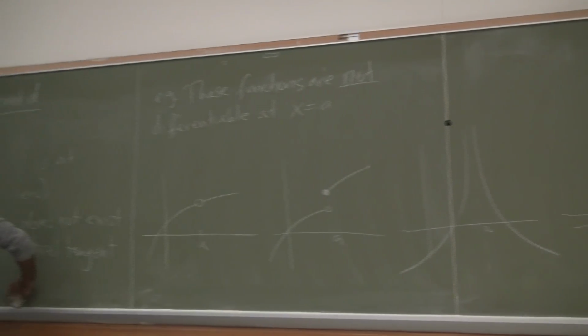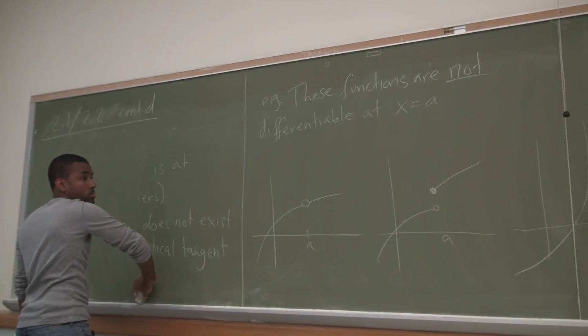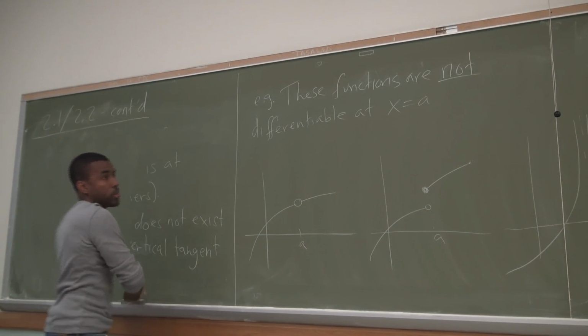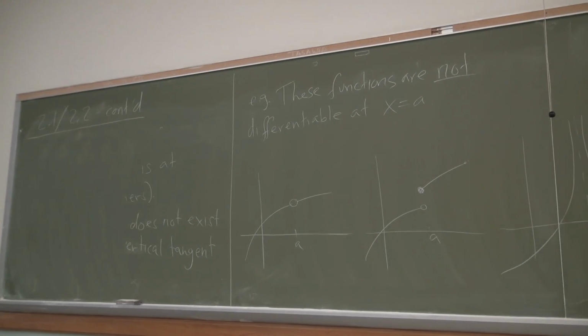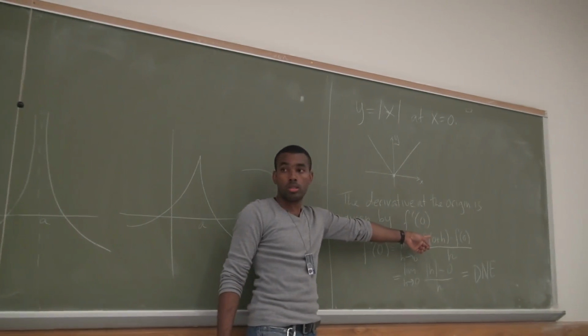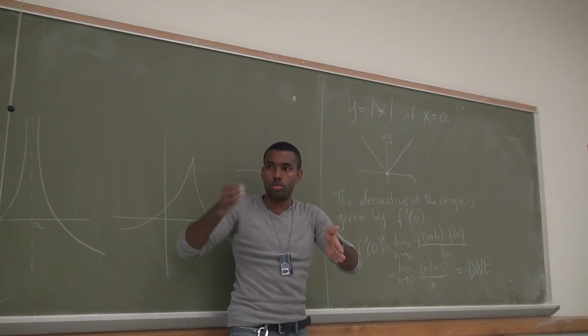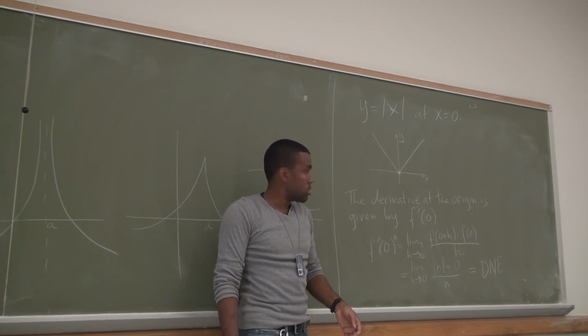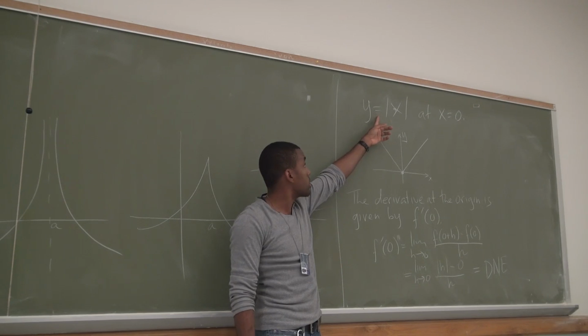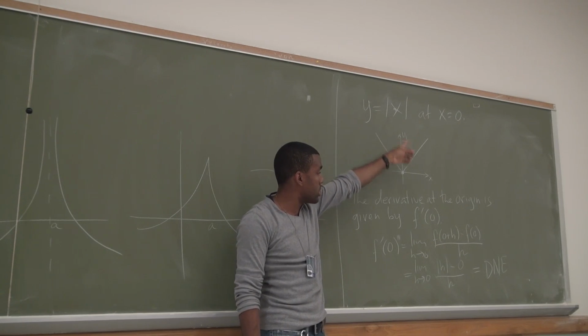Professor, how did you end up with the absolute value of h? My function is the absolute value of x. I'm doing f of 0 plus h, which is the absolute value of 0 plus h. I'm using this function as the example. Absolute value of x at x equals 0 is not differentiable.